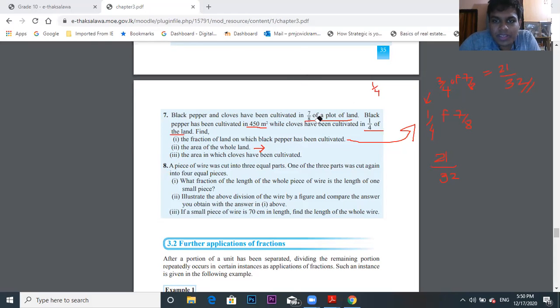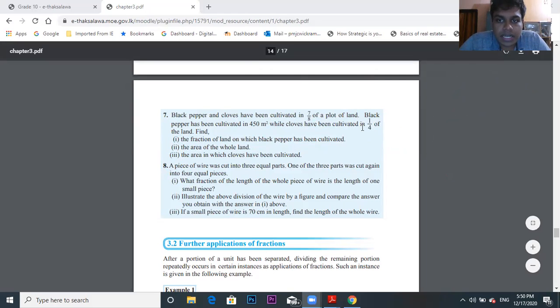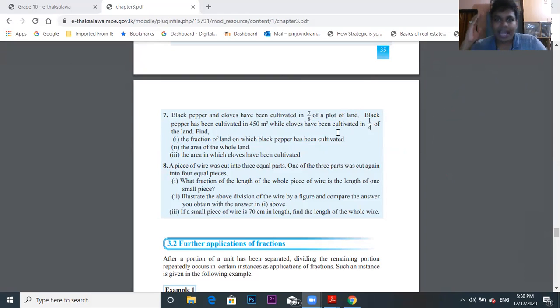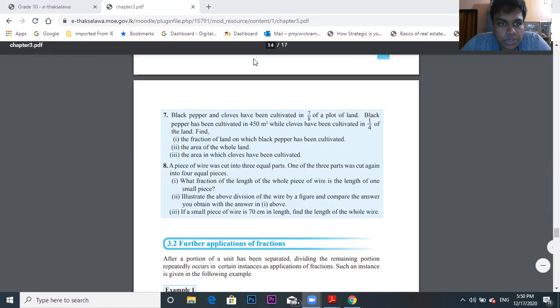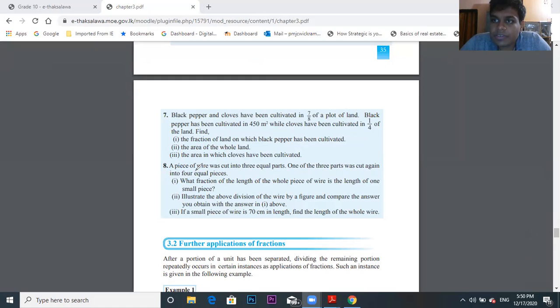I think there is a small problem with this question. I just have to check this out, because I'm not sure about that land. They haven't mentioned this properly, where it says it is cultivated in 1/4 of the land. What land? Are they talking about 1/4 of the whole land or 1/4 of the plot of land they have cultivated? I'm not pretty sure about it. I have to do it again, so I'll do it and let you guys know. Please do ask me questions related to this.